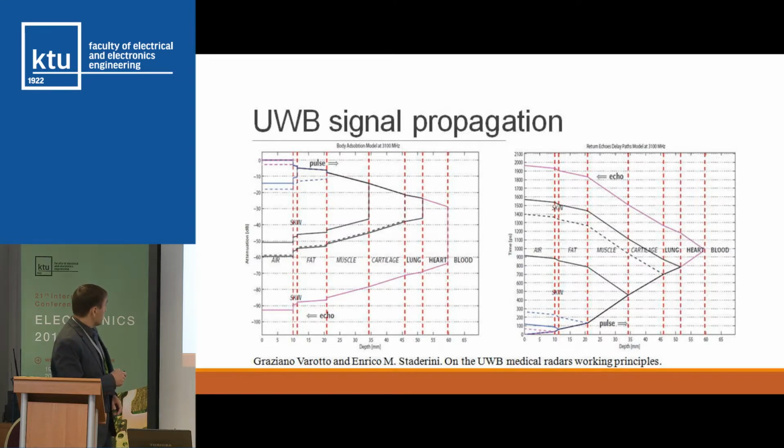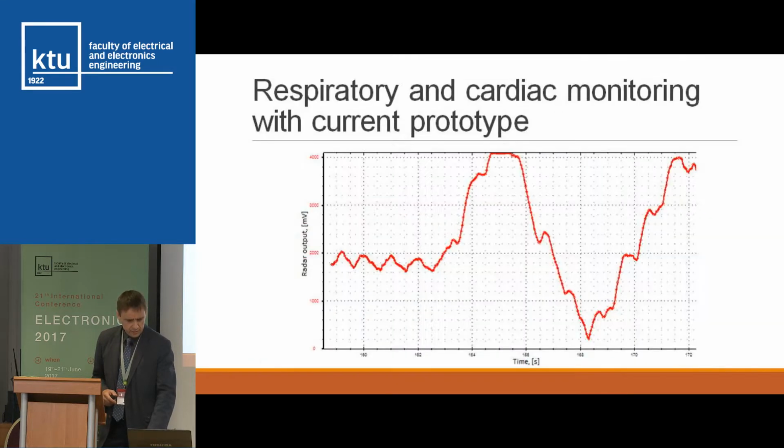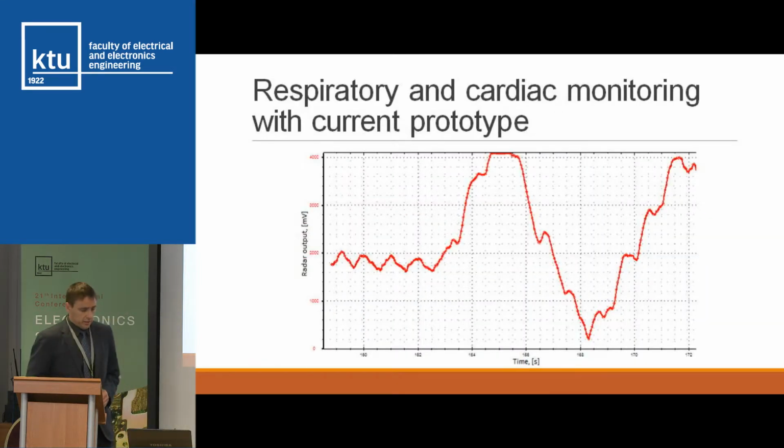From this graph, you can see different reflections from different tissue layers: skin, fat, muscle, cartilage, lung, and finally from the heart and blood layer. So this signal is attenuated like 10 to the minus 100 decibels. And what kind of signal is this radar detecting?